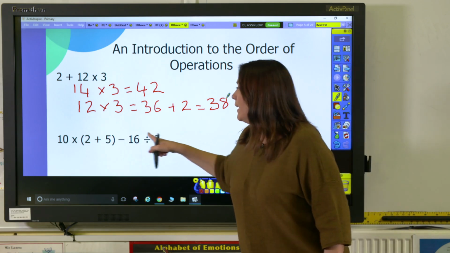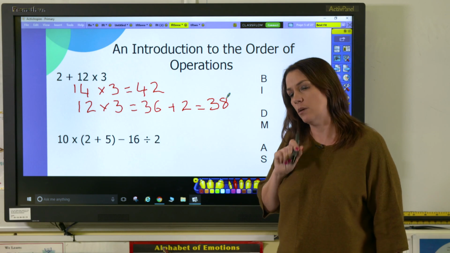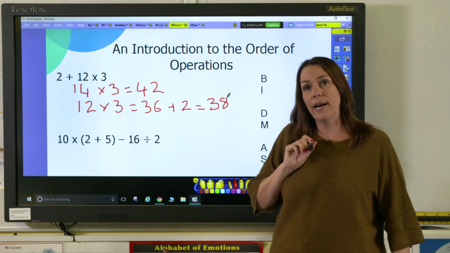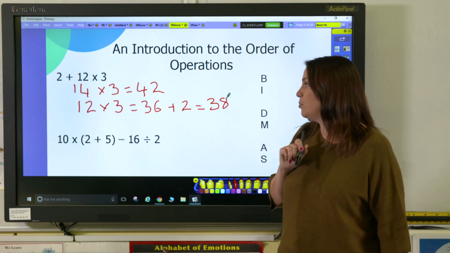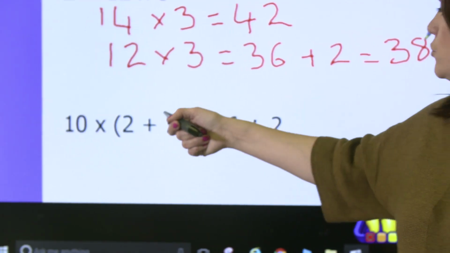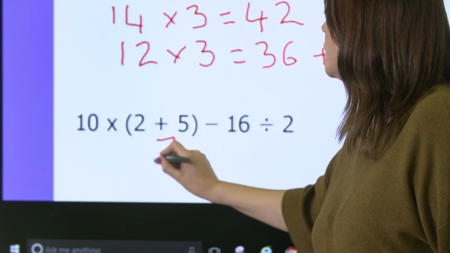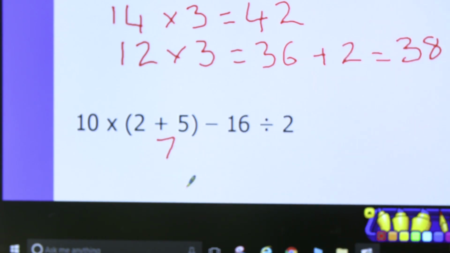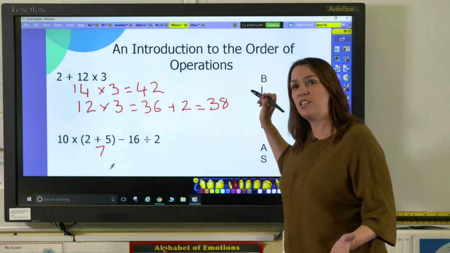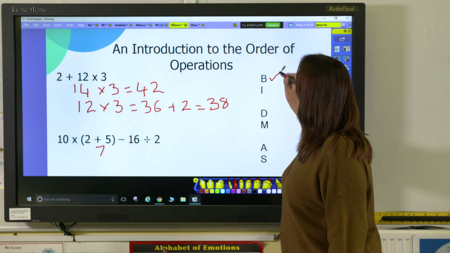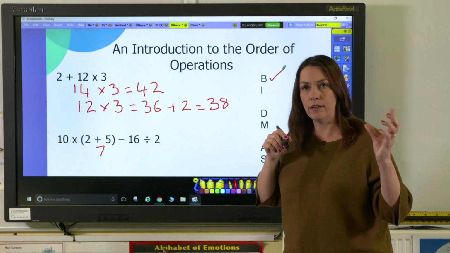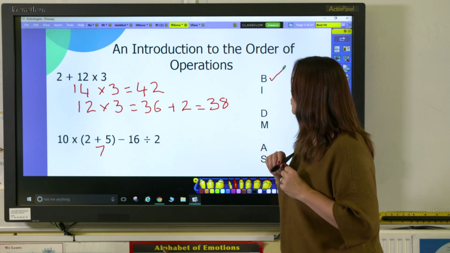Here we have a very long calculation. We're going to use BIDMAS to solve it. B stands for brackets. So I'm going to do what's in the brackets first. And here we have 2 add 5 is 7. I'm going to write the answer to that underneath because I just find that it helps keep track of where you're up to. And actually, I teach my children to tick it off as well so that they know that they've checked, that they've looked for that part of the calculation.